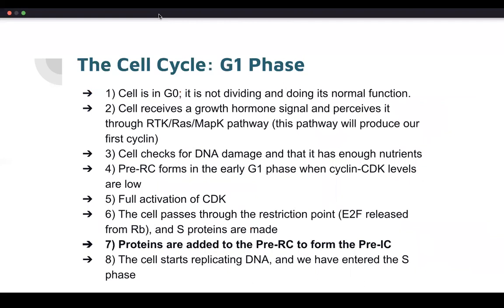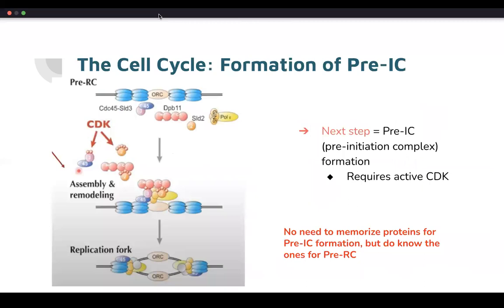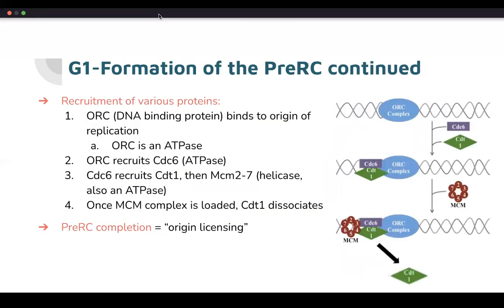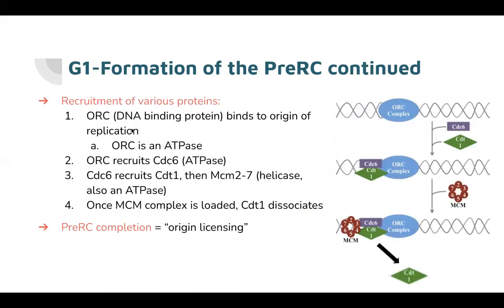All right. So, in our final step here, proteins were added to the pre-RC. Another thing to note: don't memorize the proteins for the pre-IC. You'll never get asked them. Do know the proteins for the pre-RC. Make sure you know ORC, CDC6, CDT1, and MCM.